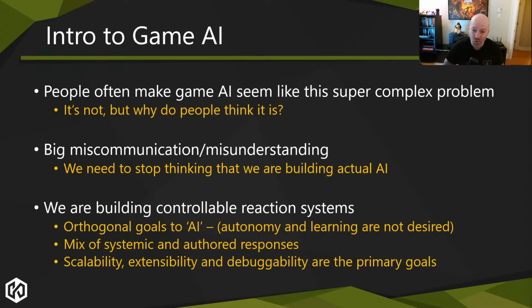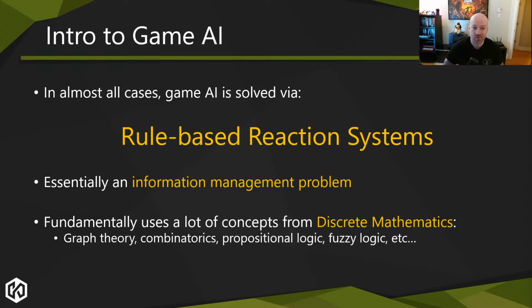Now, in almost all cases, game AI is solved through a rule-based reaction system. We have some rules, we apply those rules to the game, and we figure out what the AI should be doing. And that's kind of it. It is fundamentally just information management. We have some data, we look at the data. From that data, we figure out, okay, our rules tell us that we need to be doing X, and we do X. And a couple of frames later, we do the whole thing again, and we say, oh, now we need to do Y because the environment has changed.